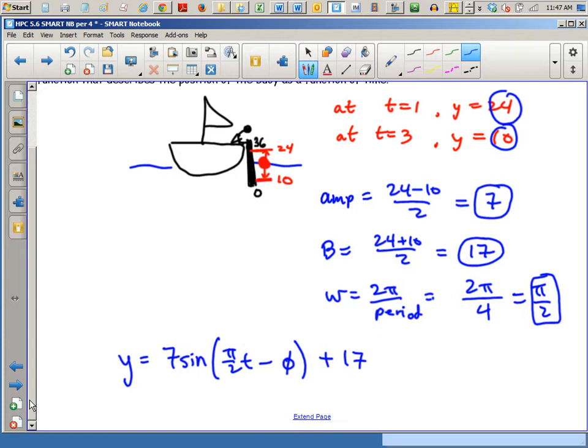Okay, so let's use the 3 and the 10. The book suggests the same thing. This way we'll all get the same answer in the end. All of our models will look alike. So let's use 10 for y and 3 for t. I'm going to put 10 on the left, and for t, I'm going to plug in 3.